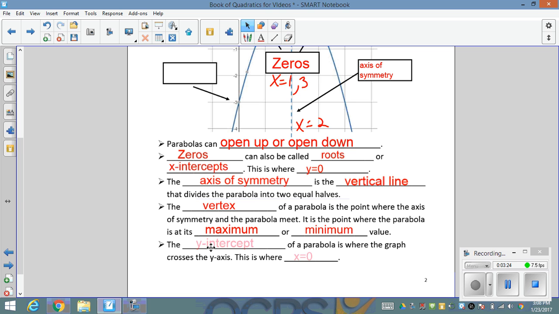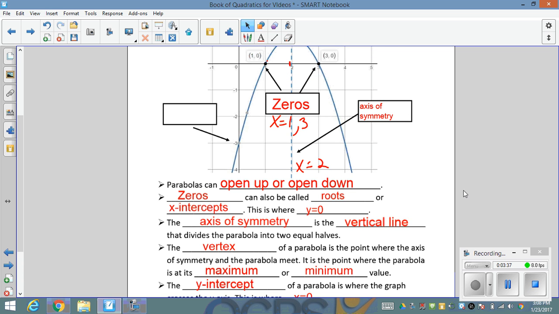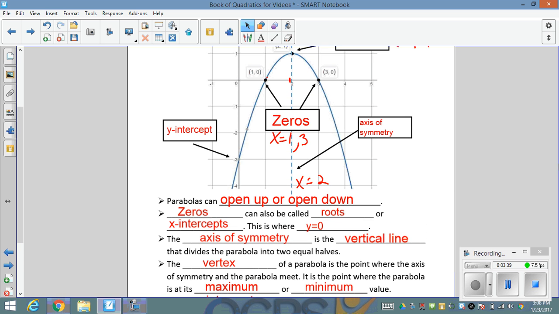And then our final definition, the y-intercept is where the graph crosses the y-axis. And this is where x equals 0. Now, that's the same definition as y-intercept for a linear equation. So there's no difference there. And on our graph, it's right there. So our y-intercept is (0, -3).